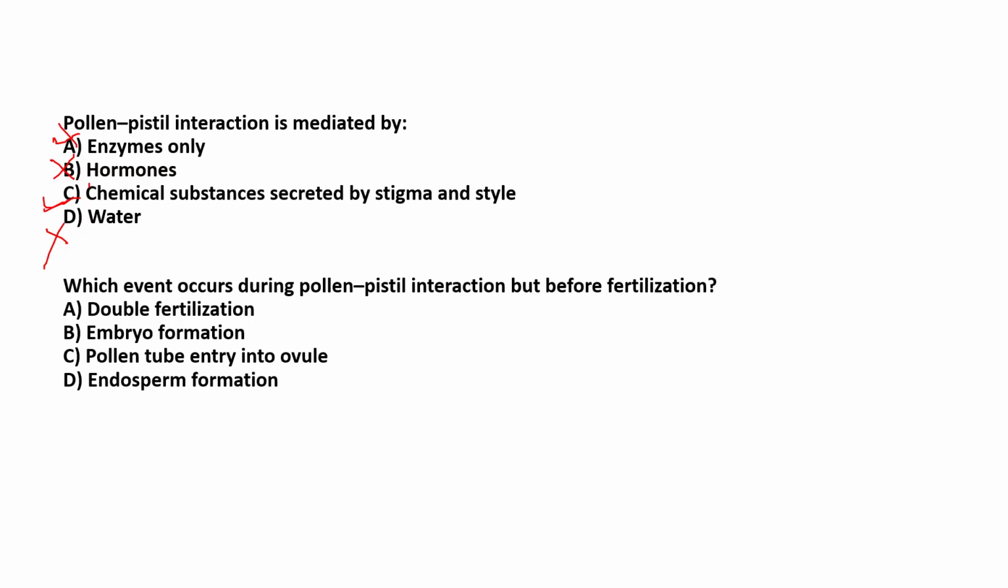Which event occurs during pollen-pistil interaction but before fertilization? It can be double fertilization, or embryo formation, or pollen tube entry into ovule, or endosperm. See, please understand the question. They have asked before. Before means you will never see any double fertilization, embryo or endosperm. All these processes take place only after fertilization. So for before fertilization, the option will be the third one, pollen tube entry into ovule.